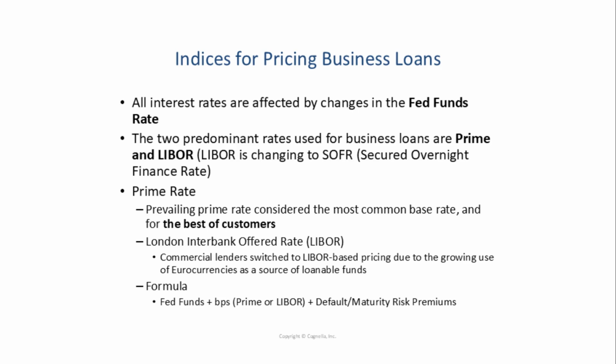Most business loans float against an index, typically the prime lending rate or LIBOR, London Interbank Overnight Rate, which is now shifting to SOFR for Secured Overnight Finance Rate. The formula combines the base index with a spread for risk and maturity. That spread is where banks make money while balancing risk.